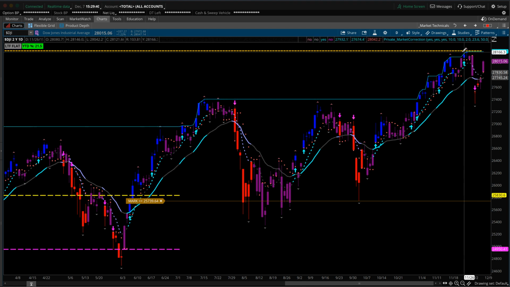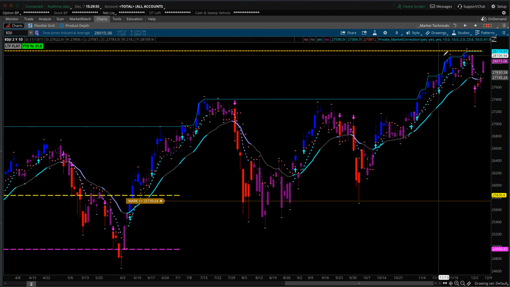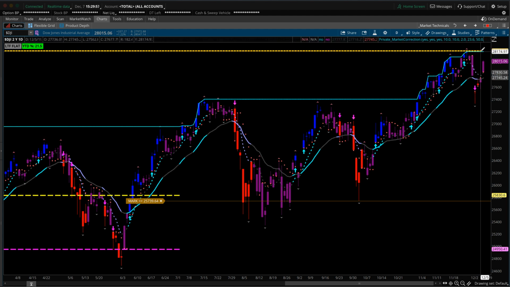So what we want to do is we want to look at this level right up here. It's right about, well, it's right there, 28,174. We'll call it 28,175, right? We'll just round that up to a whole number there. And what we want to do is we want to see in the coming weeks, do we get above this line? And then you're probably asking, well, where's the next line? And how do we identify that?